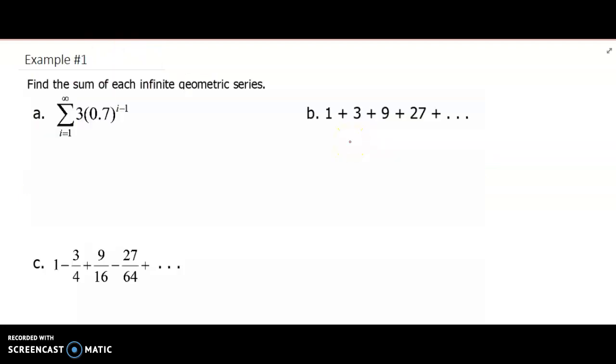All right, so let's look at example 1. Now I'm just going to write this equation out right here. So my sum's going to equal the first term over 1 minus r. Okay, so the first thing I need to look for is my r value. I'm going to put here the absolute value of r must be less than 1. Okay, here our absolute value of r is less than 1.